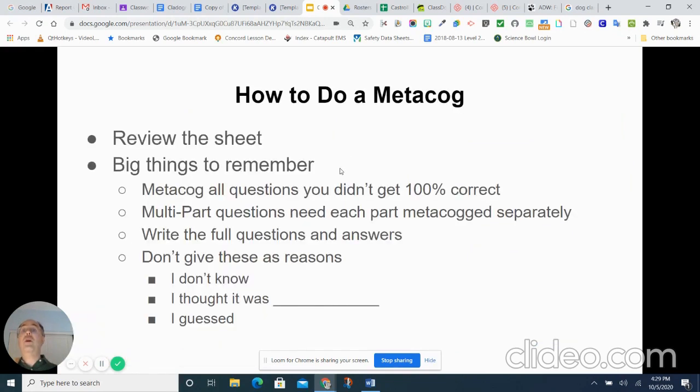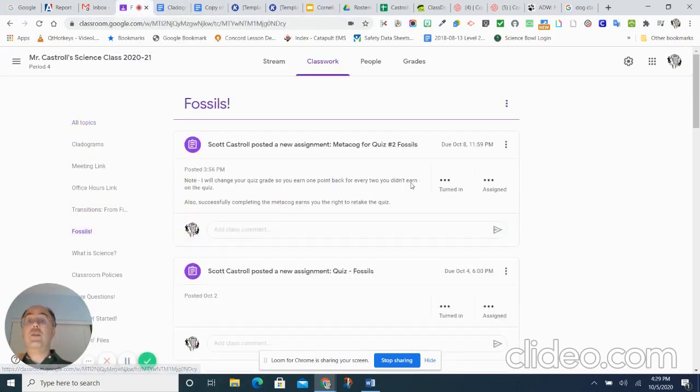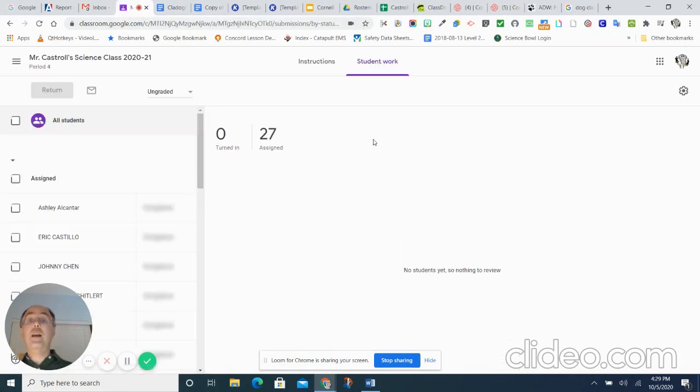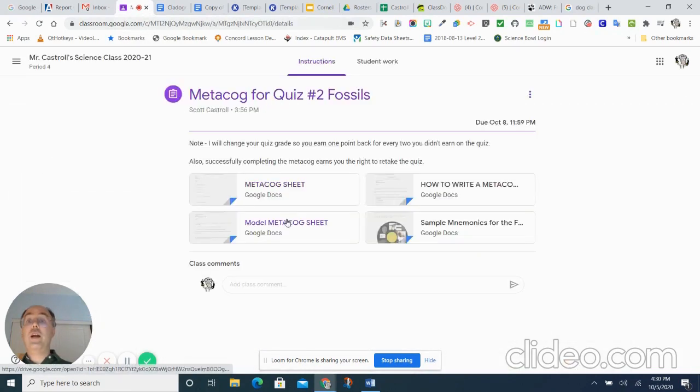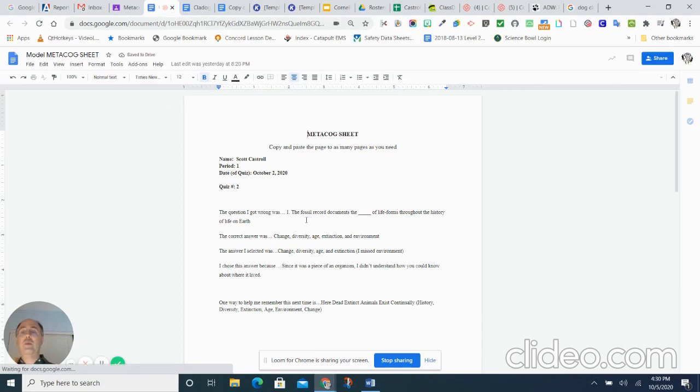Okay, the other thing I want to point out is the metacog. So once again, that'll be in the fossils section. So you see metacog, and you see I have instructions for how to do the metacog, but I also have a model, so I'm going to open that up right now for you. Basic, you can read the instructions, but what I do is I write the question that I got wrong. Okay, I write what the correct answer was. Notice I'm writing all the words, and then what I wrote, and then I'd say why I chose this answer.